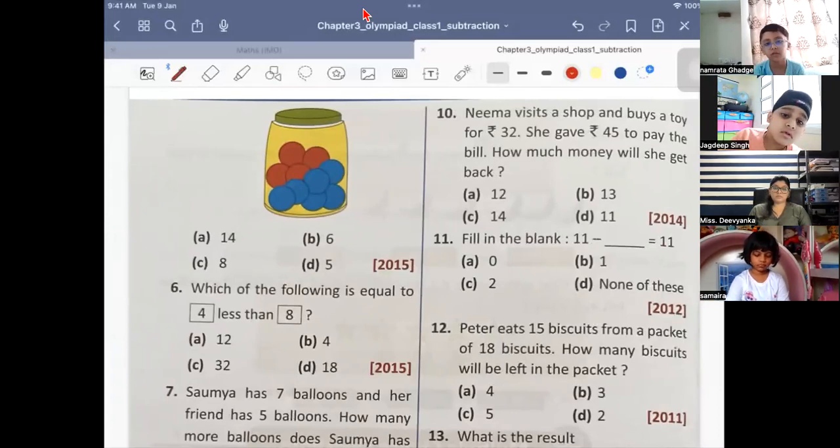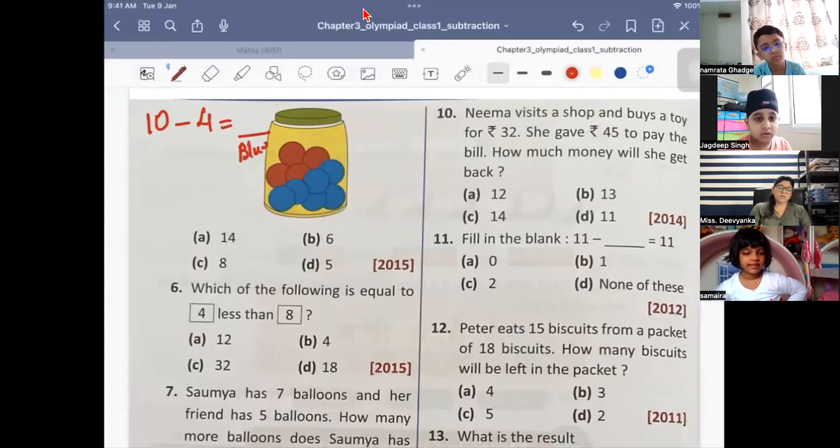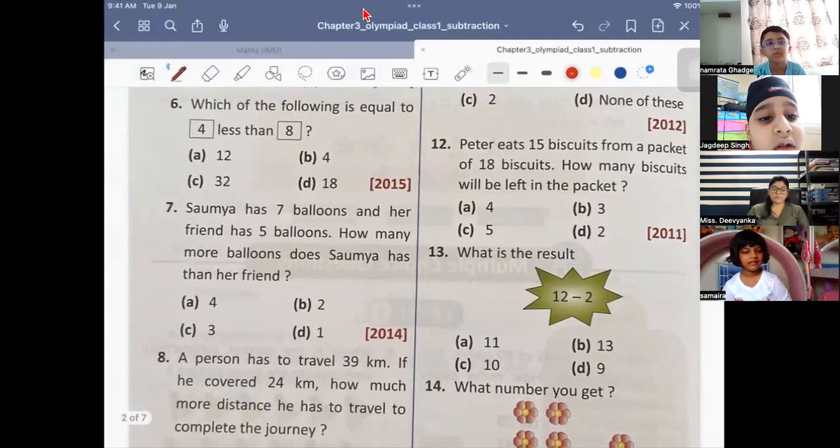1, 2, 3, 4, 5, and 6. 10 total and 4 are red. So, how many are remaining? This answer will be your blue ones. 10 मधनं 4 गेले. किती राहिले? 6. So, what is the count of blue then? 6. Correct. Okay, Samaira, next 5 questions for you.